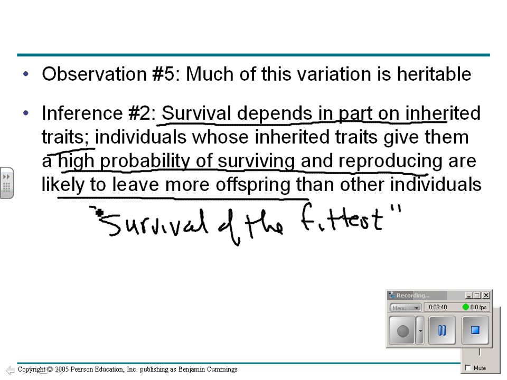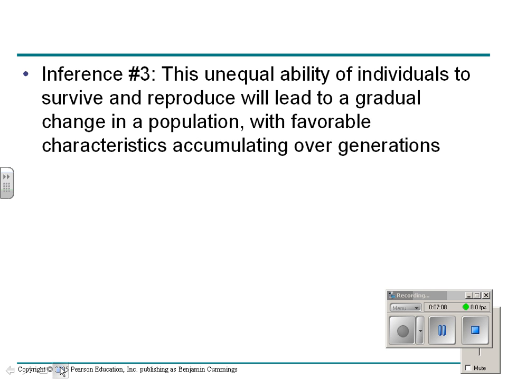The ones that are more fit for their environment are going to survive longer and reproduce more than others. Well, that makes sense. And so the basis of Darwin's theory of natural selection is right there. That's what natural selection is. So, the unequal ability of individuals to survive and reproduce will lead to a gradual change in a population, with favorable characteristics accumulating over generations.